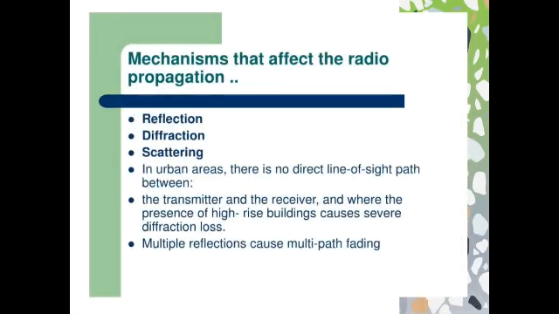Then the mechanisms that affect radio wave propagation: reflection, diffraction, scattering. In an urban area, there is no direct line of sight path between the transmitter and the receiver, and there will be the presence of high-rise buildings that cause severe diffraction losses. Multiple reflections cause multipath fading also.